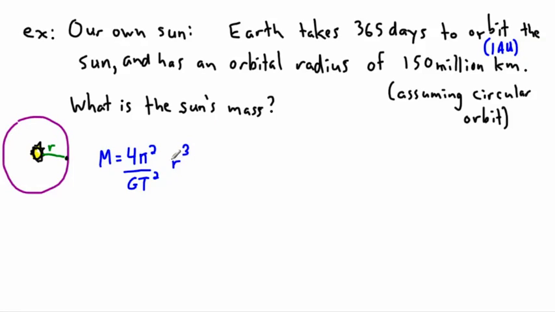But that means we need the radius of the orbit, but we don't need it in millions of kilometers, we need it in meters. And this period, we need this in seconds. So the hardest part, I think, about this is just doing some conversion of units. So let's take a look at this then.